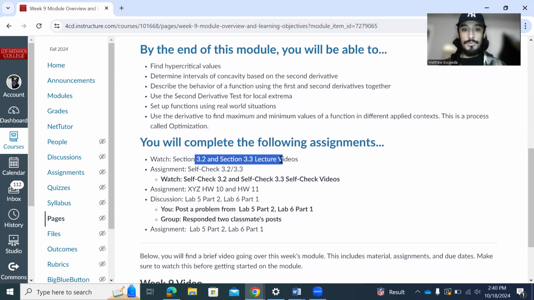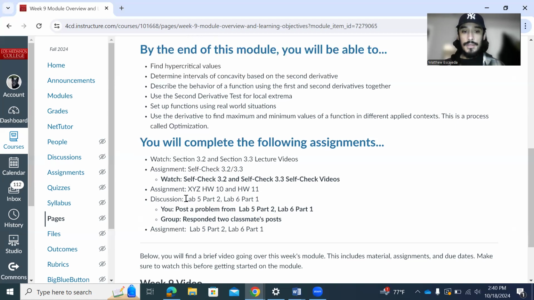So here are all the assignments for this week: the 3.2 through 3.3 videos, the 3.2 and 3.3 self-check. Make sure to watch that video. XYZ assignments, homework 10 and 11. And then our lab assignments this week are a little different. They're a little broken up.